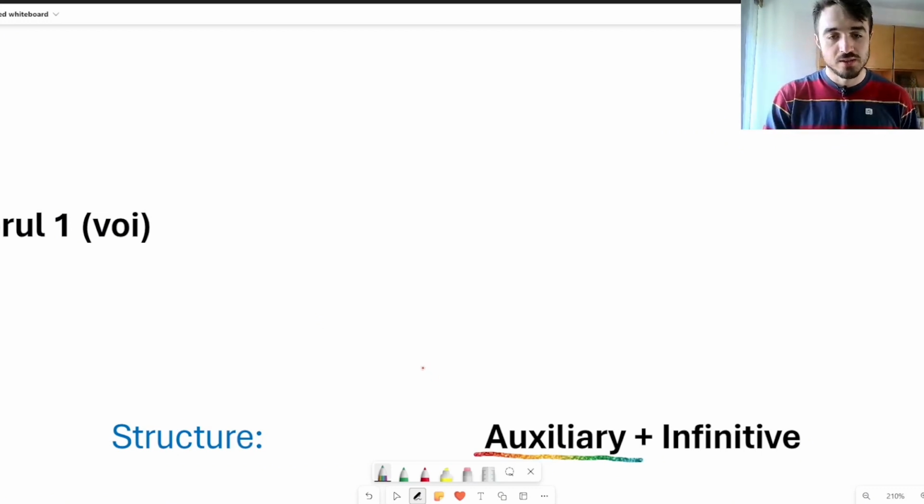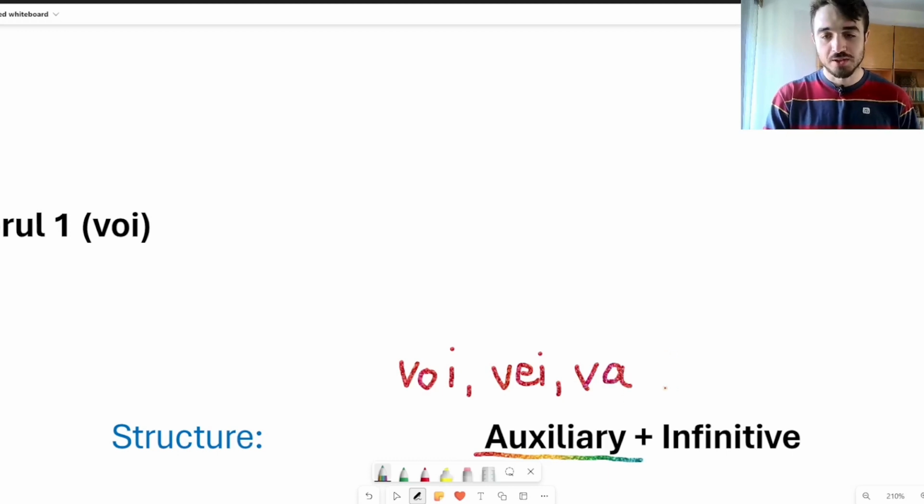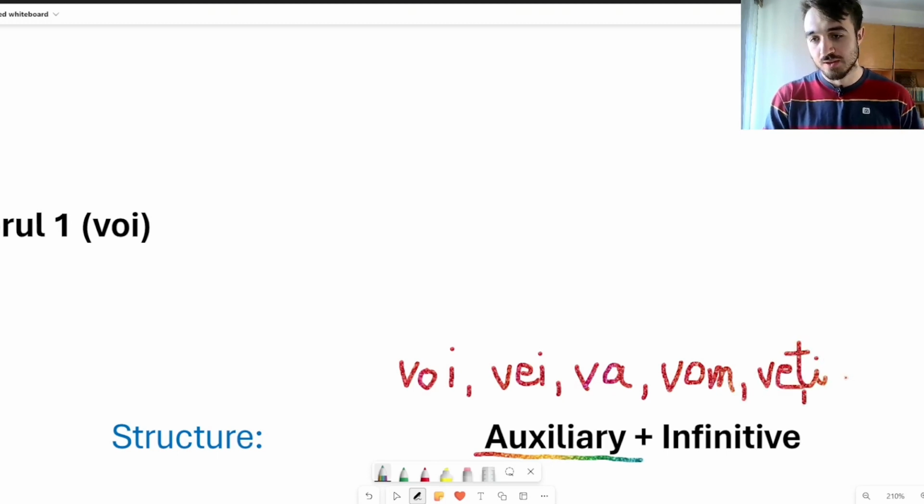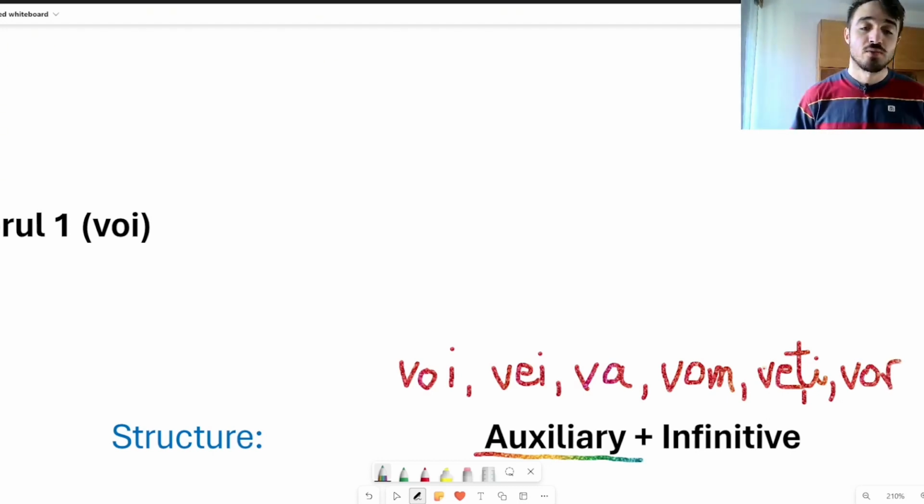So here, the auxiliary for Viitor 1 is voi for I, vei for you, va for he or she, then vom for we, veți for you, and vor for they. So it would be something like eu voi, tu vei, el, ea va, noi vom, voi veți, ei or ele vor, and then the verb.